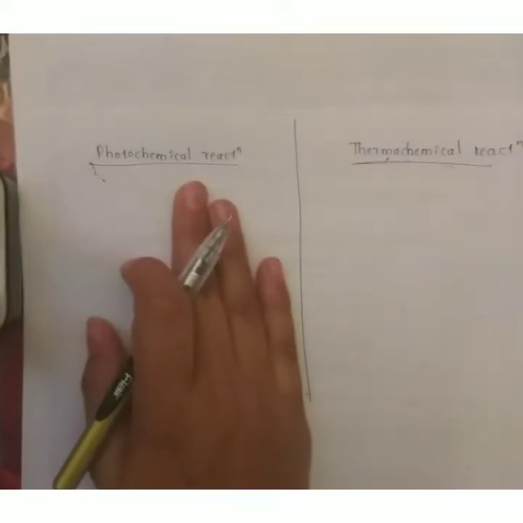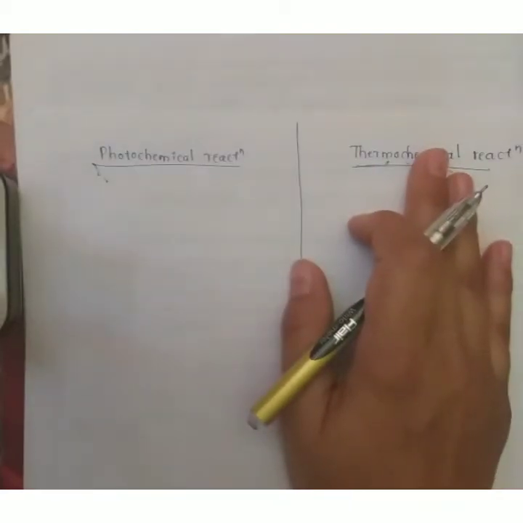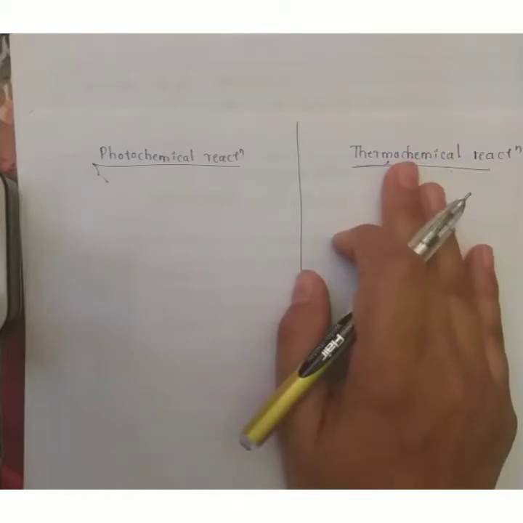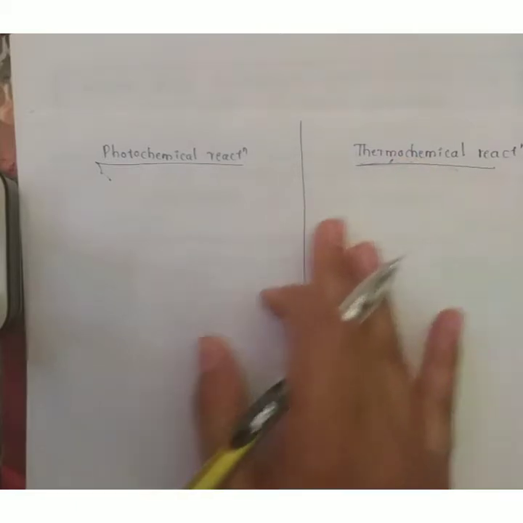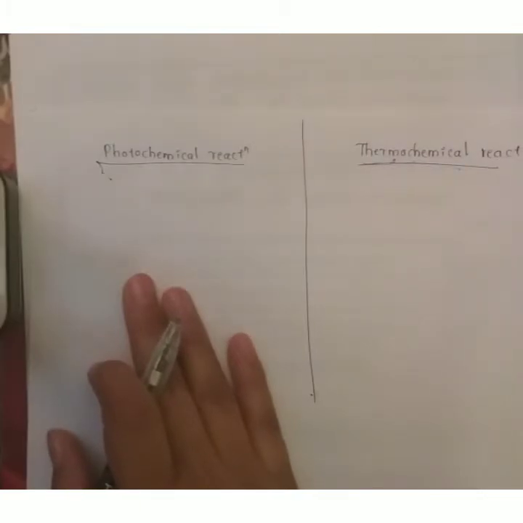The second one is that the photochemical reaction involves the absorption of light radiation, as I discussed. In a thermochemical reaction, there is an involvement of absorption of heat or evolution of heat. And in a photochemical reaction, the presence of light is a primary requirement for the reaction to take place. If you want to carry out the photochemical reaction, light is a must.